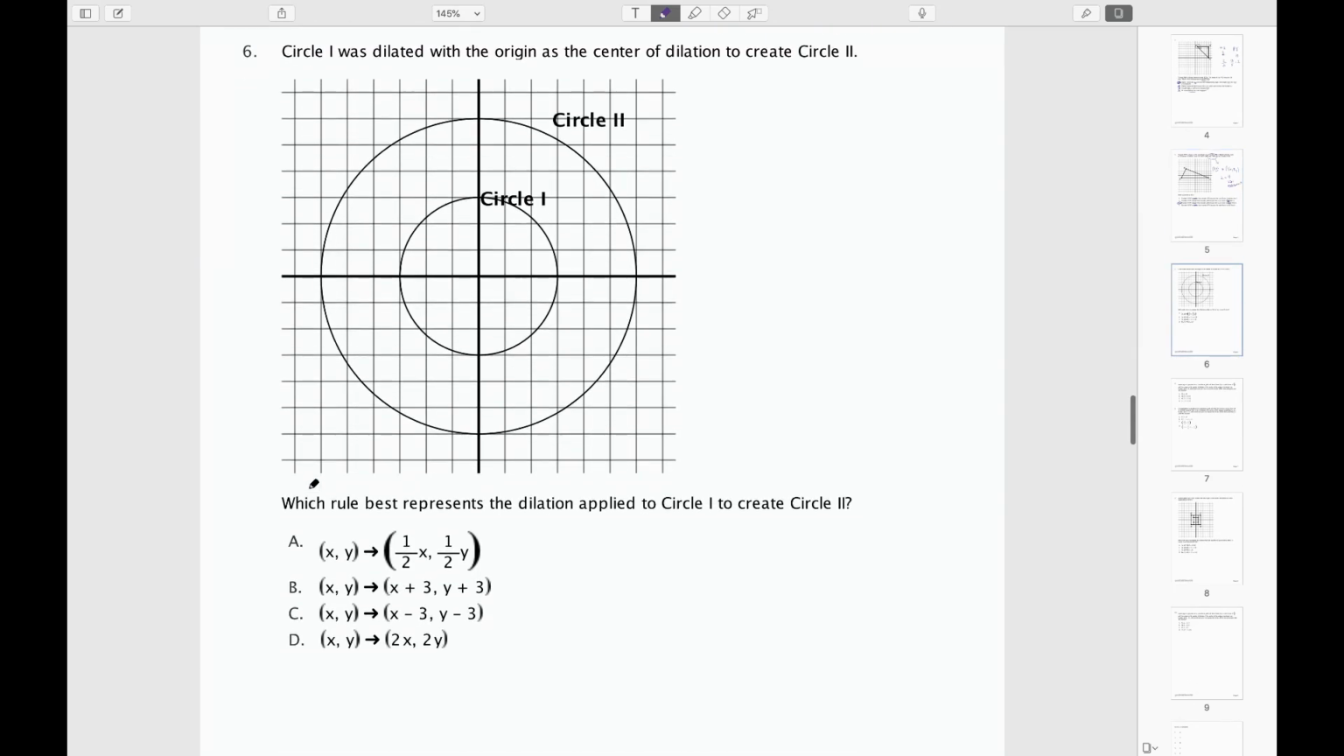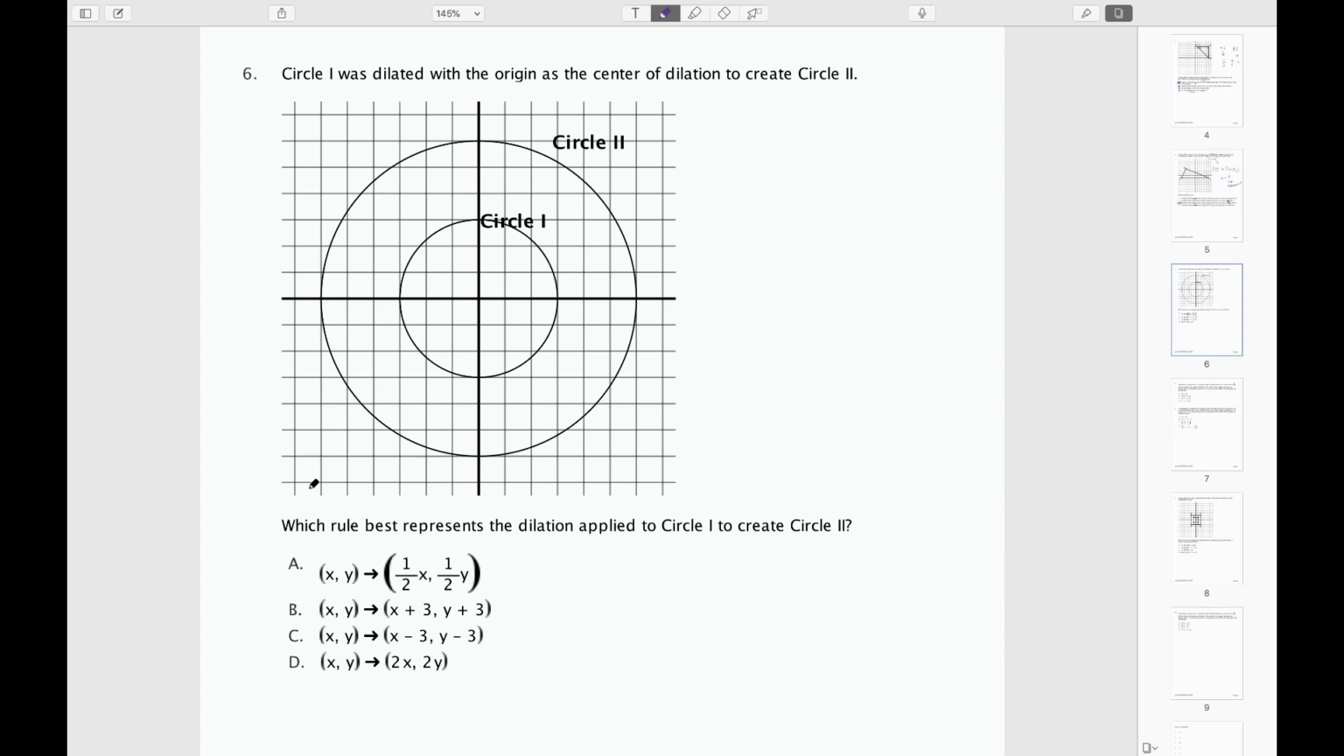Okay, I've got circle 1 and circle 2. Circle 1 was dilated to create circle 2. So this is the image, so we'll put a little prime there. It is an enlargement. So I'm thinking through, that means k has to be greater than 1. An enlargement, k is greater than 1. And I kind of peeked ahead, that means that when I'm multiplying my (x, y) arrow, the number I put in front of x and y has to be greater than 1.